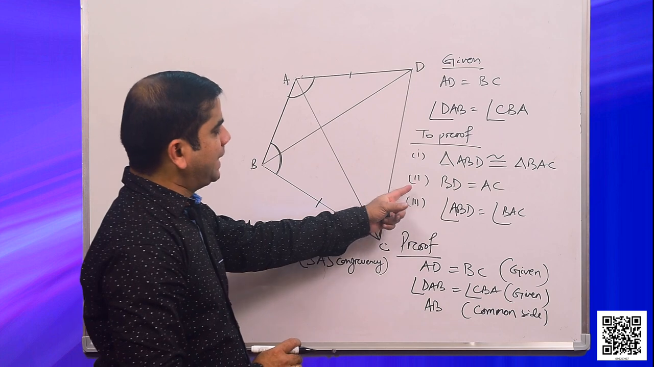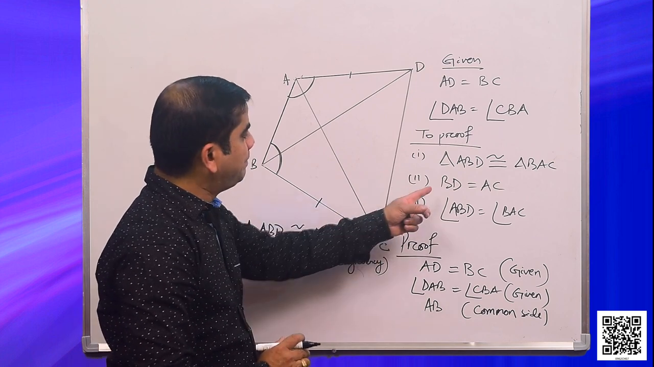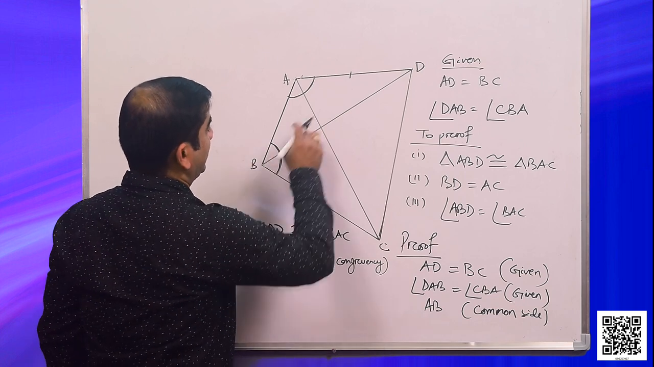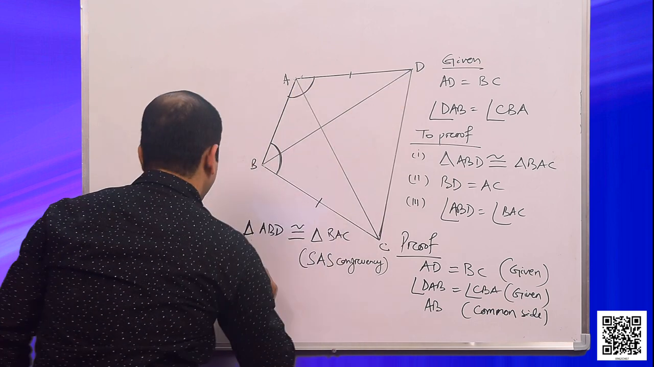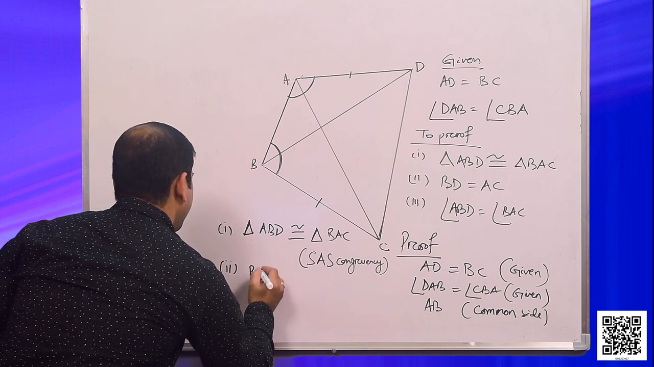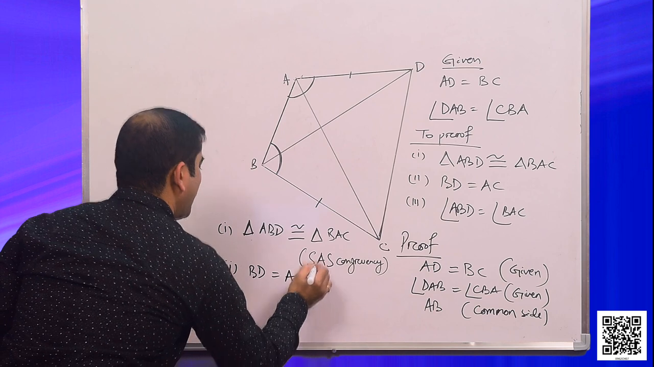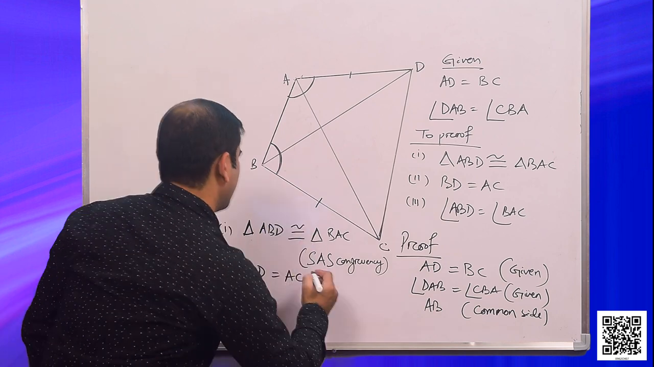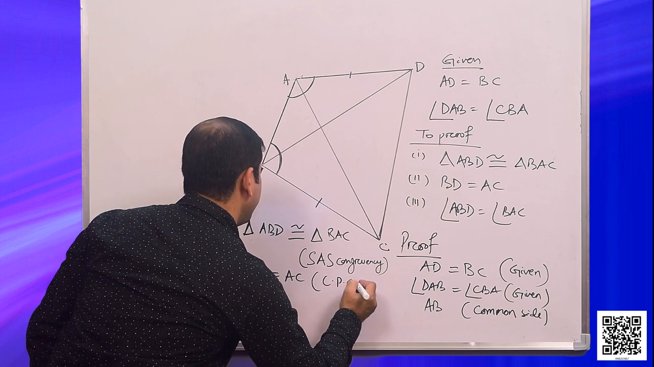The second part says BD is equal to AC. So, BD is also equal to AC. Why? Those are corresponding parts of the congruent triangles. So, CPCT.